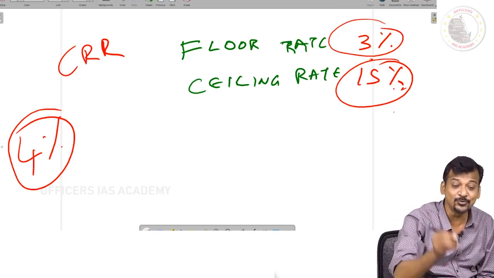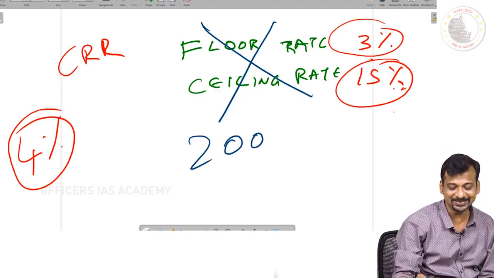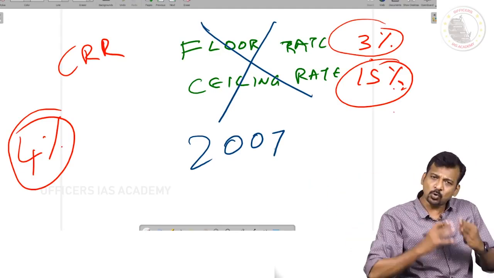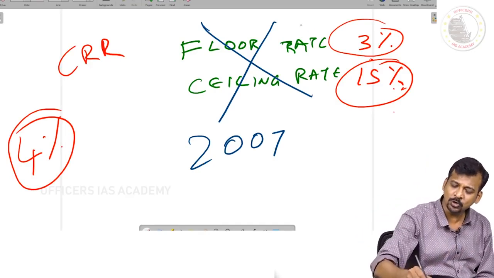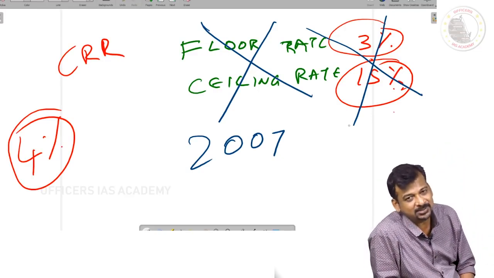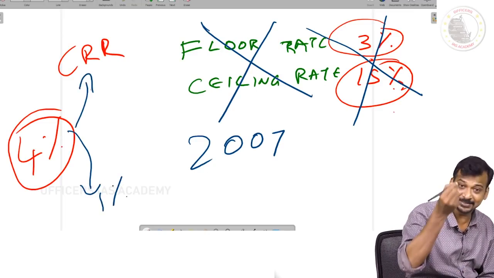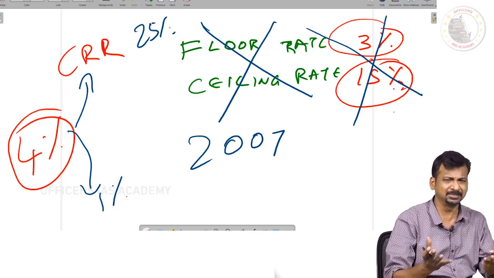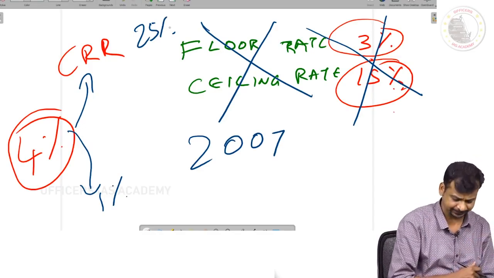However, this concept of floor rate and ceiling rate was removed in the year 2007. The RBI Act was amended by the Parliament. What is amended? Changed. So this RBI Act was changed and there is no more floor rate and ceiling rate. So technically now, if the RBI governor wants, he can reduce the CRR to 1% also, or increase the CRR even to 25-30% technically. Okay. But they won't go that high. As of now, the CRR is 4%.